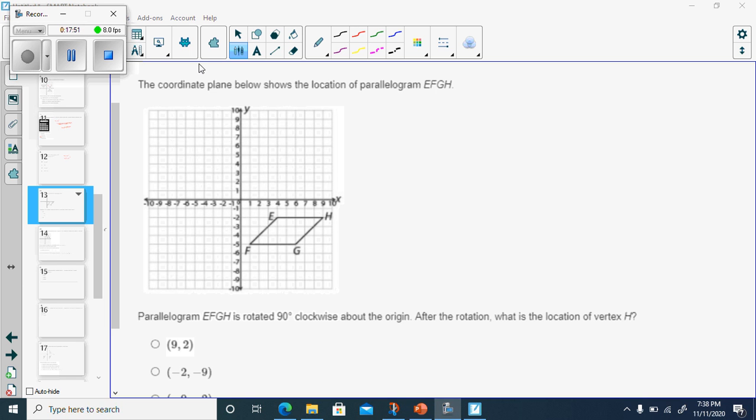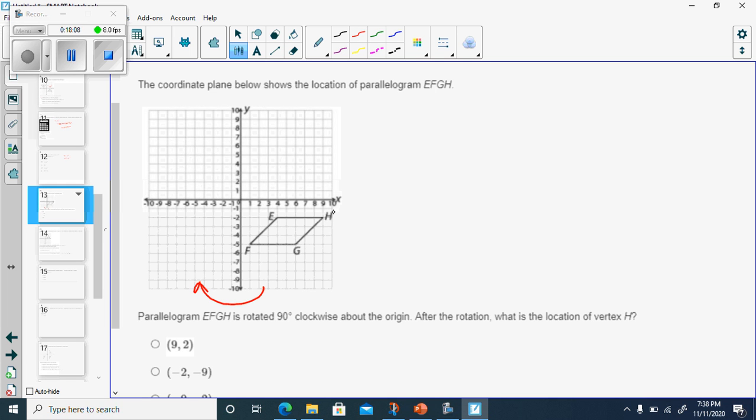This one says the coordinate plane below shows the location of parallelogram EFGH. If it's rotated 90 degrees clockwise, it's going to be one turn this way. After the rotation, what's the location of vertex H?